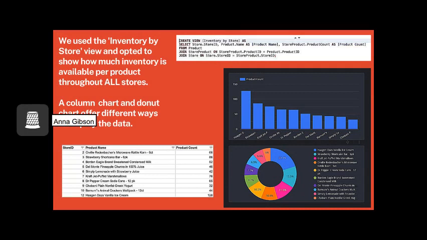For this first report, we used the inventory by store view referenced in earlier slides to pull data out of our database. We wanted to see how much inventory is available for each product, regardless of the store location. Both of these charts display inventory of products throughout all stores in our database. We also offered up two different chart types, the column chart and the donut chart.